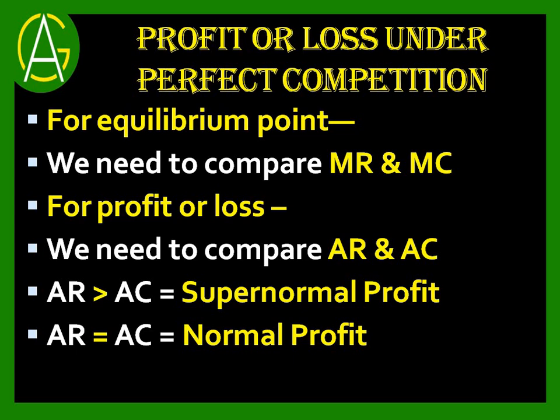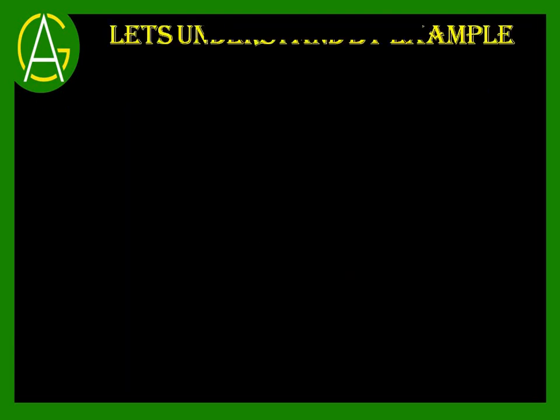We will discuss later how normal profit is derived, but the next point is, when average revenue is less than average cost, it means that the firm is making loss. When average revenue is less than average cost, the firm makes loss. Let us understand all these things by one example.